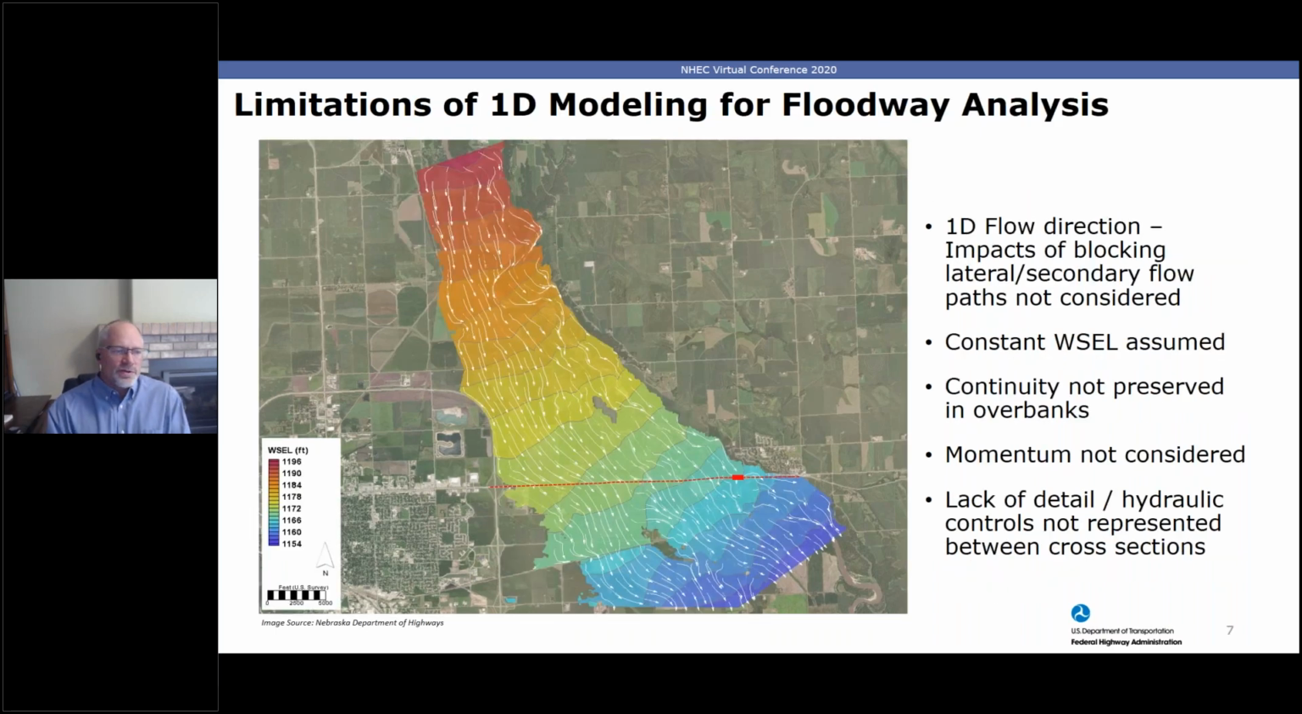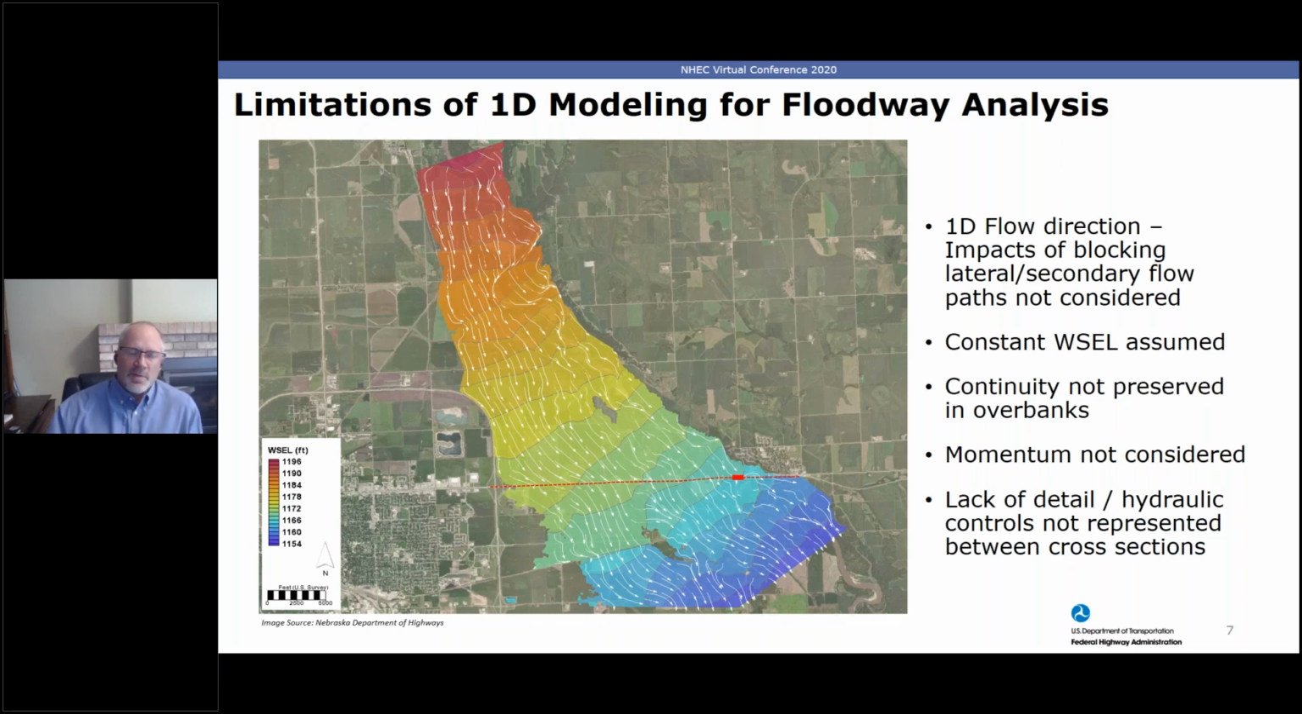Before we get into 2D floodway analysis, it's important to understand some of the limitations that I noted for 1D modeling as they apply to floodway delineation. First of all, this image shows the results of an SRH-2D model, 100-year floodplain limits, with velocity vectors and water surface elevations shown at 2-foot contour intervals. You might note that the highway is overtopped over most of the floodplain width. Pretty significant flooding.